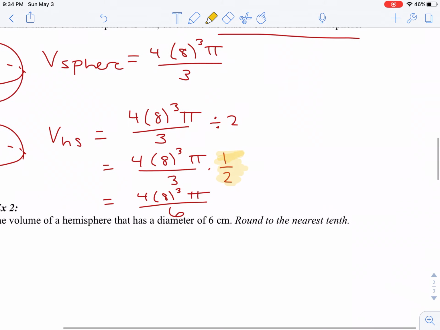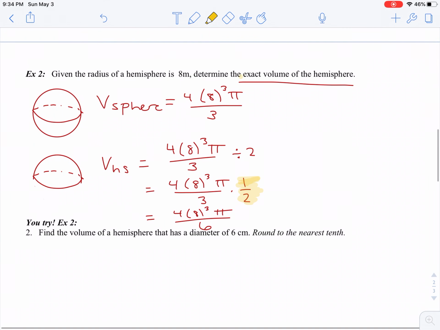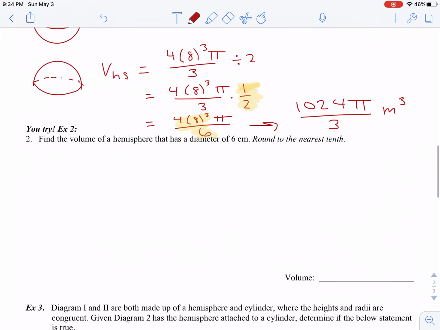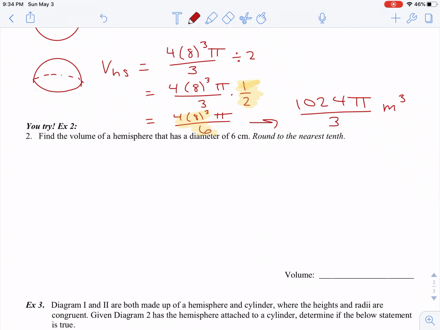Now it asks us for the exact volume, so I am going to type that into my calculator, but I'm only going to type this part again, and that is going to give me 1024 pi over 3, and my units would be meters cubed. So I want you to try this one. Find the volume of a hemisphere that has a diameter of 6 centimeters. This time you are rounding to the nearest tenth.